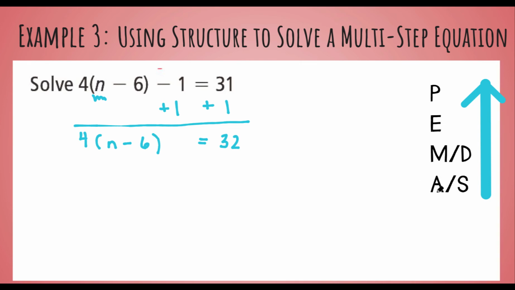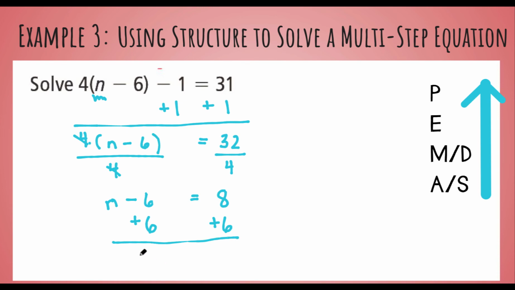Continuing up on the reverse order of PEMDAS, we're looking for anything that's multiplied or divided to the variable. So we see that 4 is multiplied to this whole quantity here. So the opposite of multiplication is division. So we're going to divide both sides by 4. 4 divided by 4 gives us 1, so we're left with n minus 6 is equal to 8. And now the parentheses are really not necessary, and we're left with n minus 6 equals 8. So to isolate the variable, we're going to do the opposite of subtraction, which is addition, and we're adding 6 on both sides. And when we do that, we see that n is equal to 14.